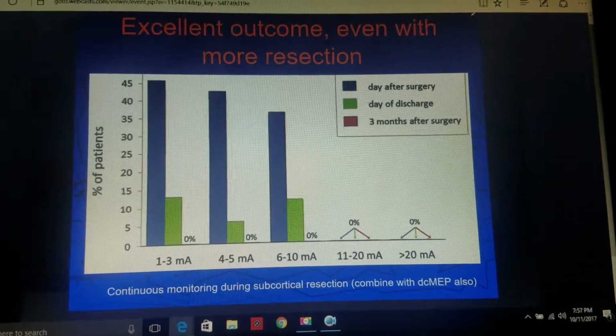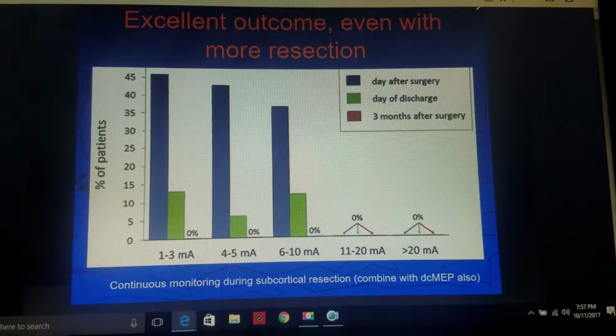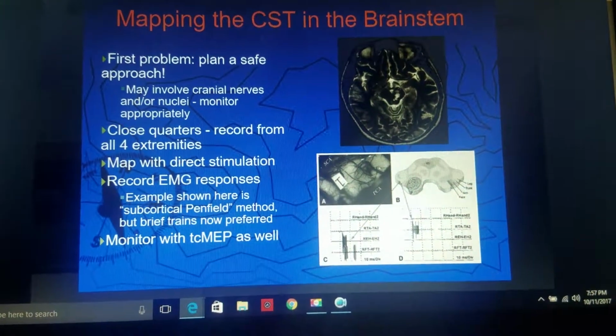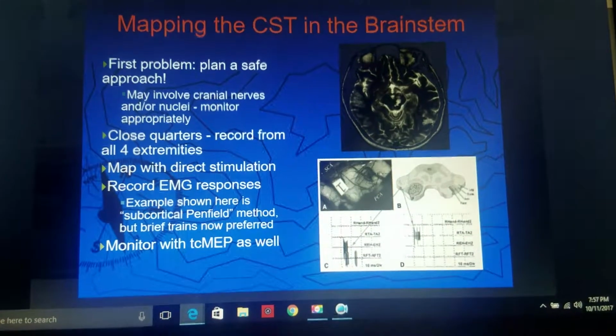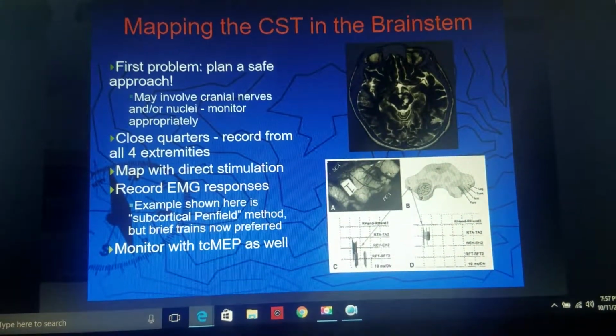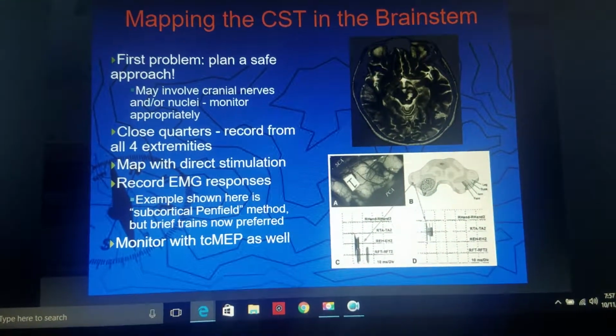All right. So let's move on to the brainstem and spinal cord for the last part of this talk. I apologize. We are going to run a little bit over time, but not too far, I hope.